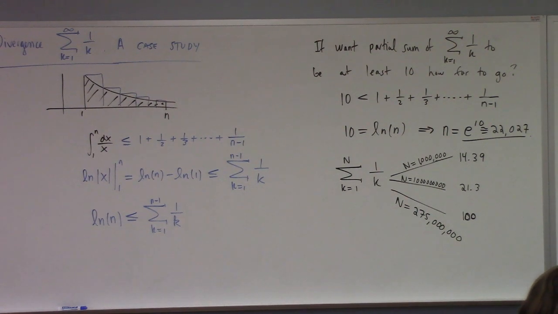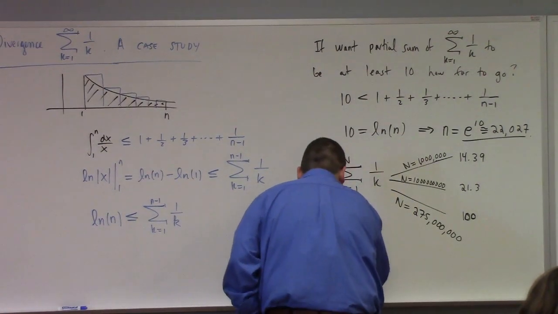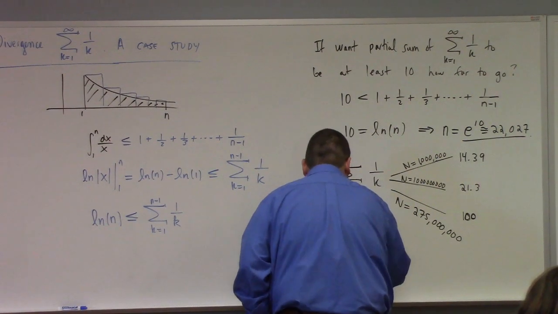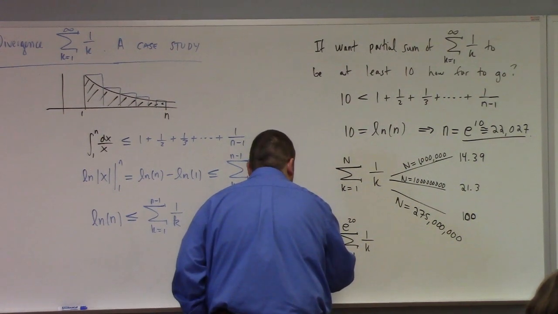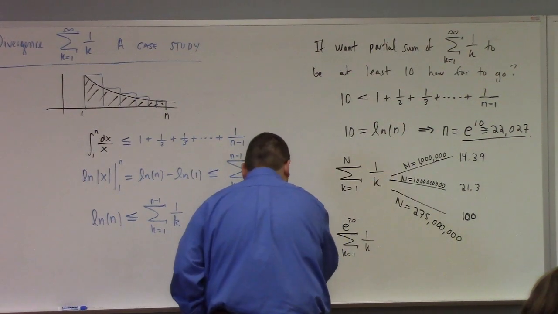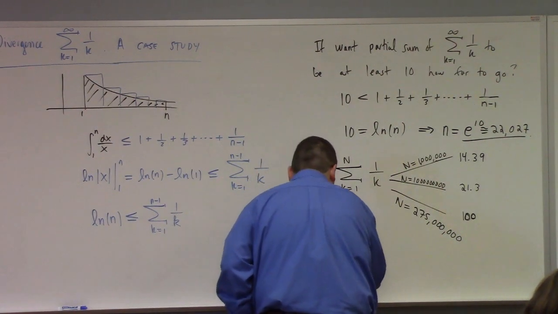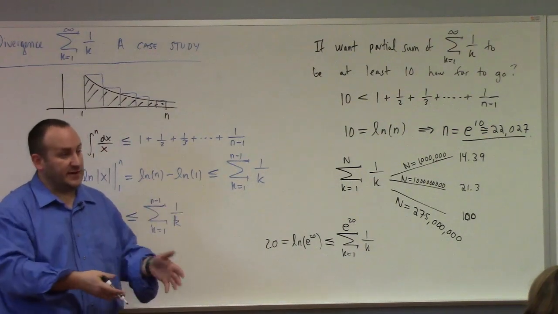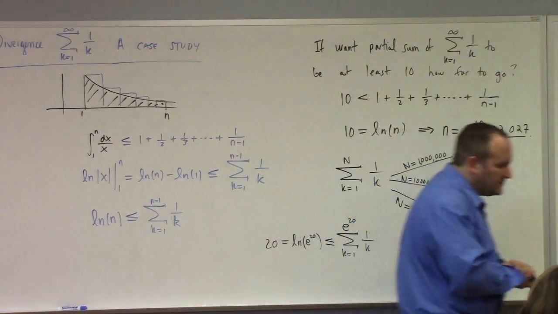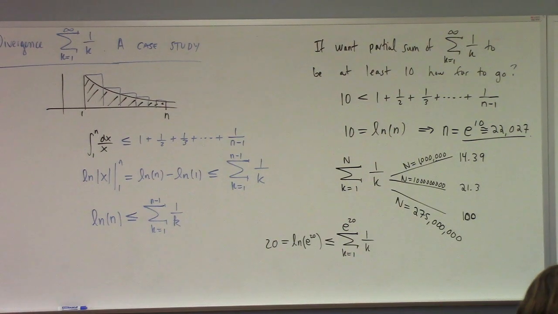So what the theorem would say is that the sum k equals 1 to e to the 20 of 1 over k is greater than or equal to the natural log of e to the 20, which is 20. So if you actually go to the 485 millionth partial sum, it's bigger than 20 by a little bit. In fact, it's actually 20.58. Of course, I'm using Wolfram Alpha, right? You could use MATLAB or whatever to calculate these things. Don't recommend doing it by hand.